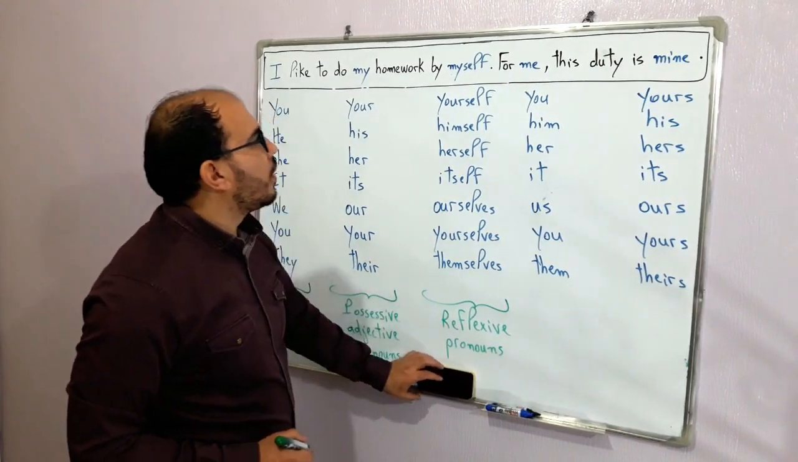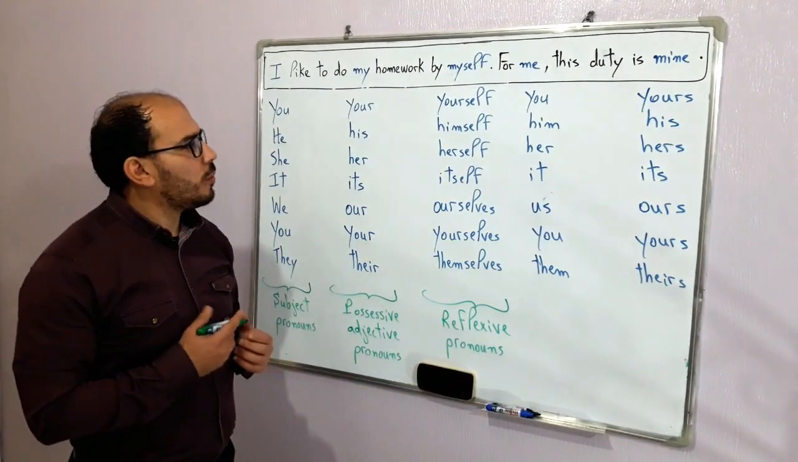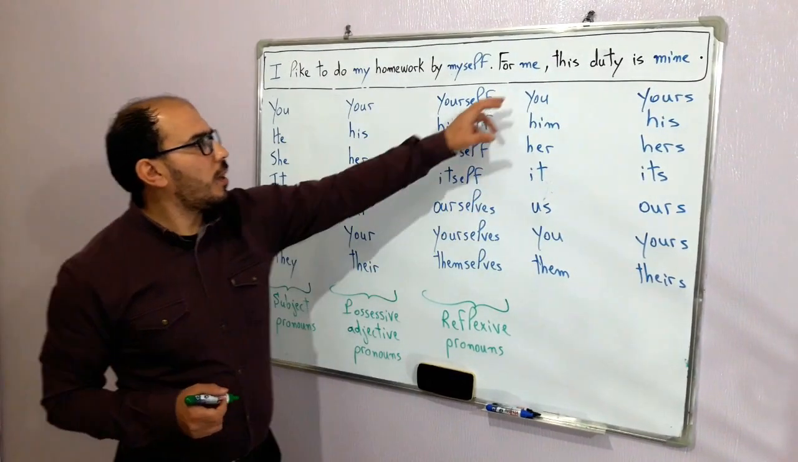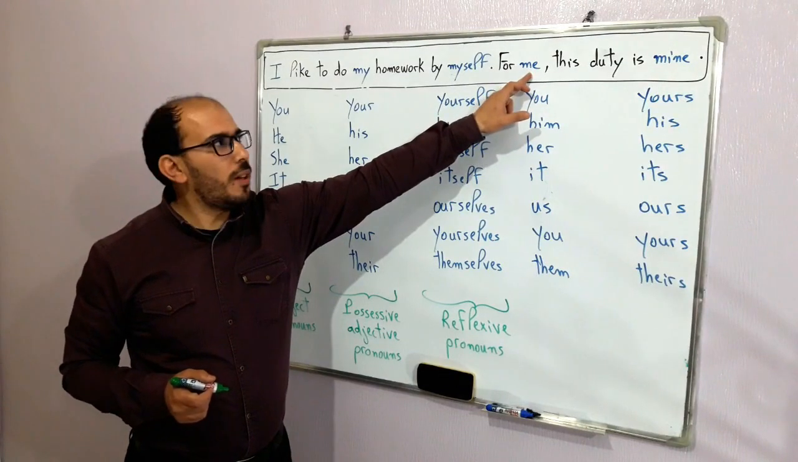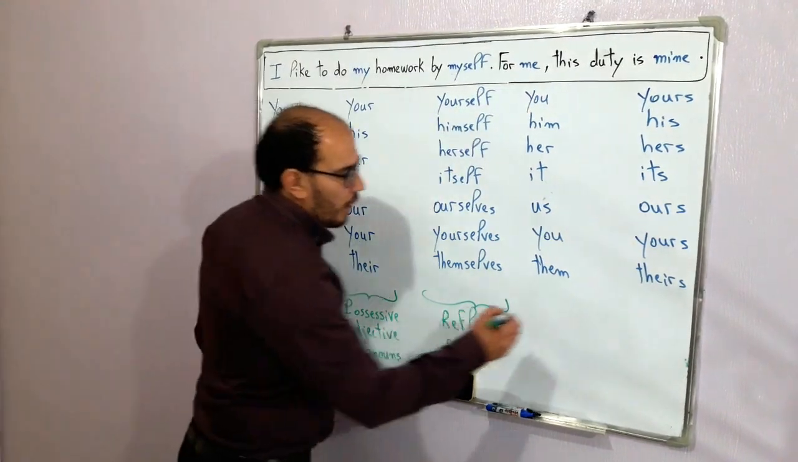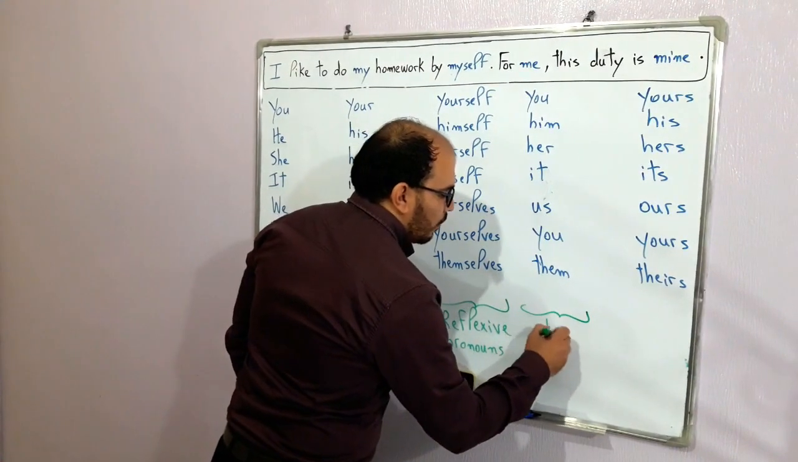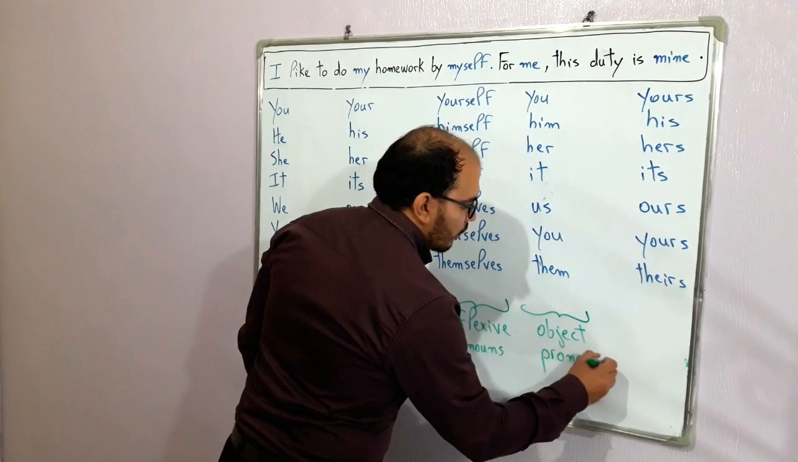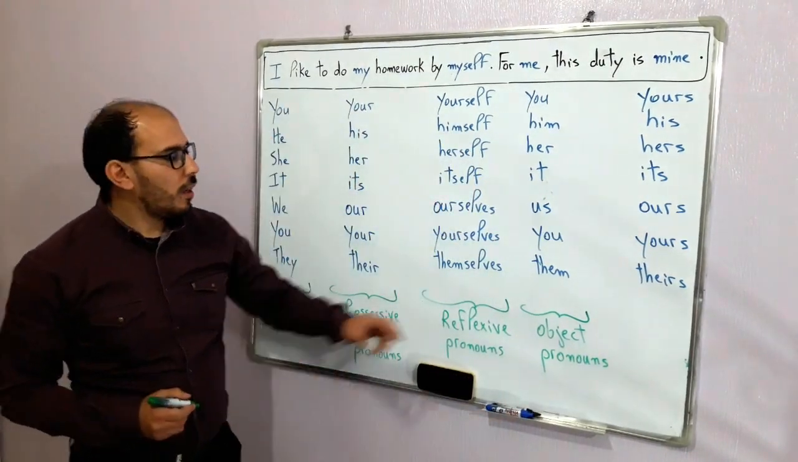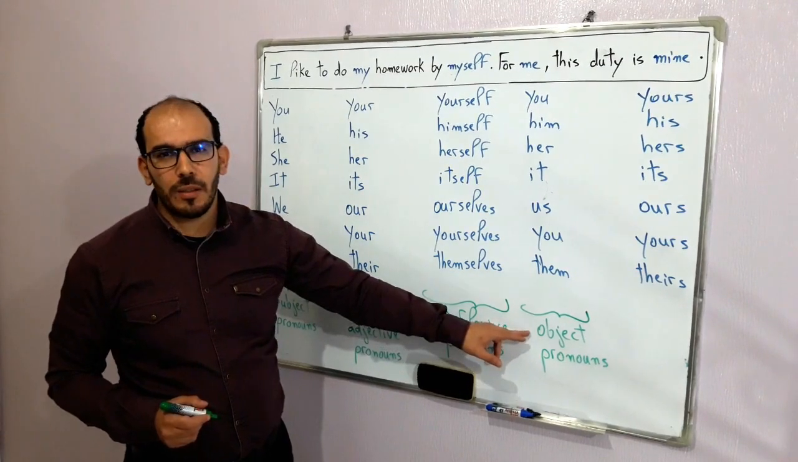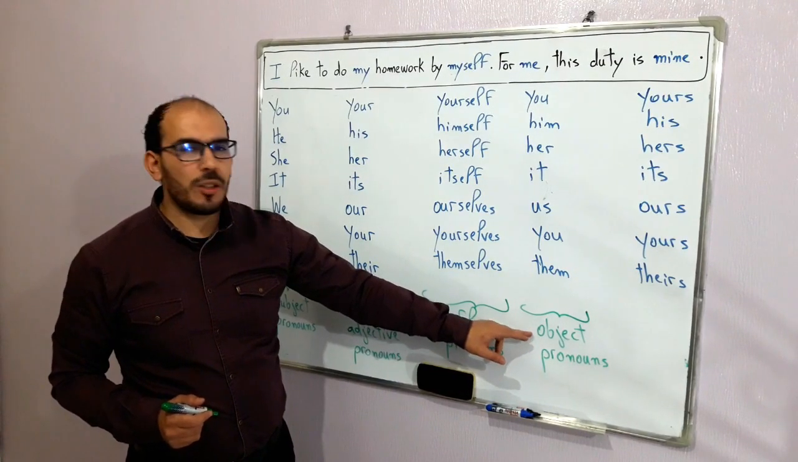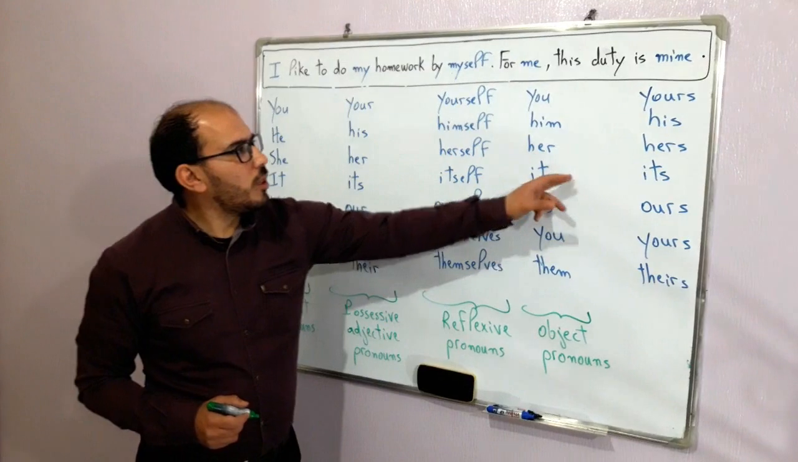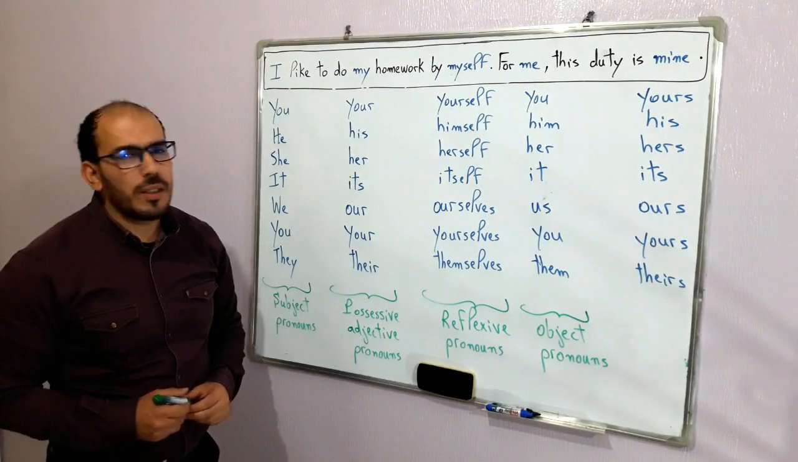For the next, I say for me, for you, for him, for her, for it, for us, for you, and for them. So me in this case plays the role of an object, and that's why we call this kind of pronouns object pronouns. And they play the role of an object of a preposition or a verb all the time.